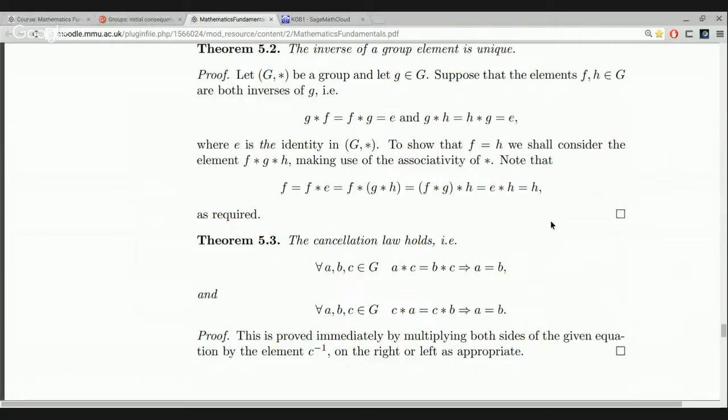So what potentially looked like two different inverses for the element G at the start, in fact, are the same element. So the inverse element in a group is unique: there's one and only one inverse element for each element in the group. Some elements have this quirky property that they are their own inverses, like the three reflections in the dihedral group D3 that we just looked at. They are their own inverses.